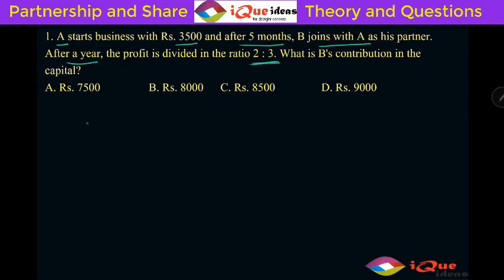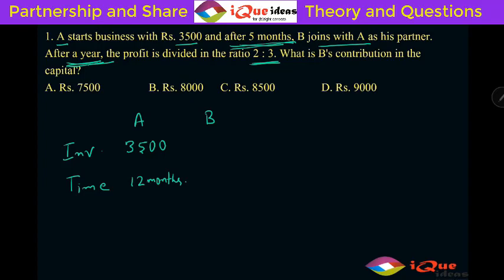Right. So what we have to do is, let's say A, B, and we write the investment and the time duration. Now A started the business and we are talking about the end of the year. So that means A has invested rupees 3,500 for the entire year. Entire year means 12 months. Now B joins with A as his partner after 5 months and he was there till the end of the year because nothing is mentioned. So we'll assume that B was there till the end of the year.